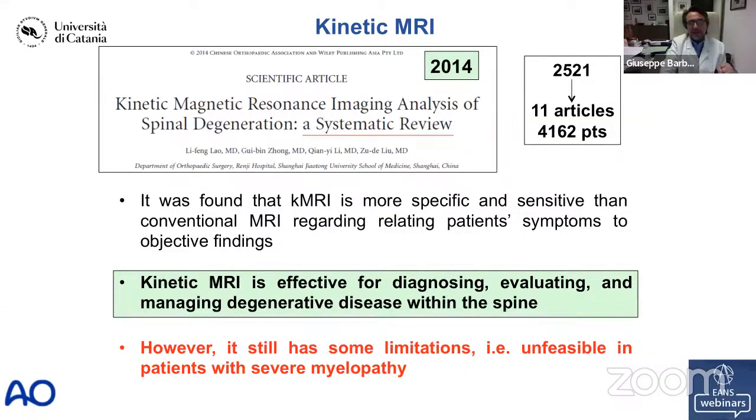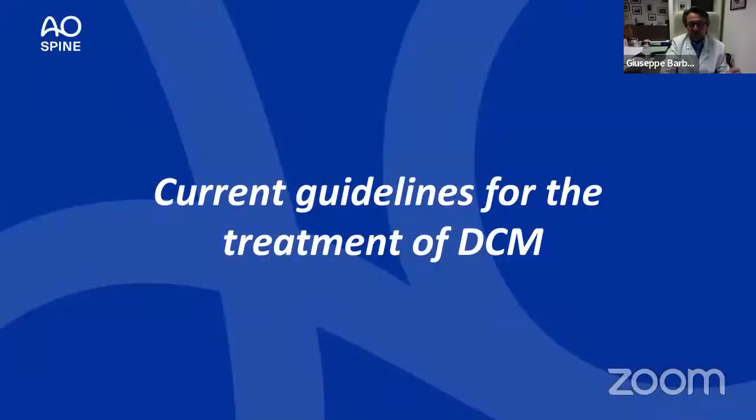If we go back to this quite interesting systematic review, which was published in 2014, several articles were reviewed. The bottom line was that kinetic MRI is effective for diagnosing, evaluating, and managing degenerative disease within the spine. However, when we are dealing with severe myelopathic patients, kinetic MRI can be a problem, and we cannot always perform this type of investigation.